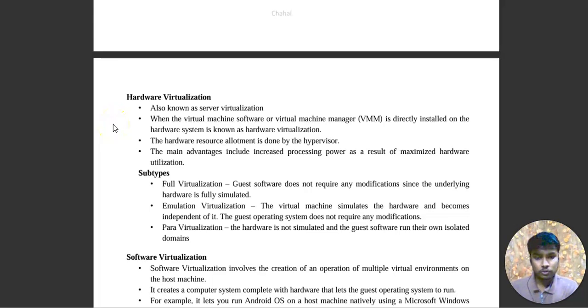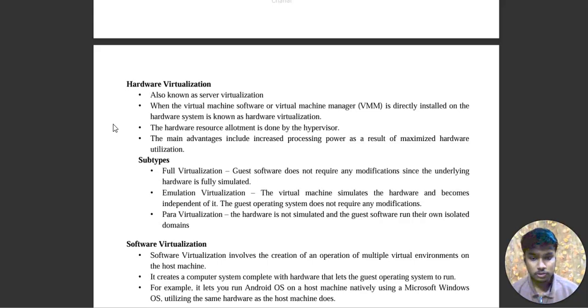Hardware virtualization is also known as server virtualization, in which a virtual machine software or VMM, that is virtual machine manager, is directly installed on the hardware system, and then we can call it hardware virtualization. The allotment of hardware resources is done by the hypervisor. We will discuss the hypervisor later, but the main advantage is that it increases processing power as a result of maximum hardware utilization.